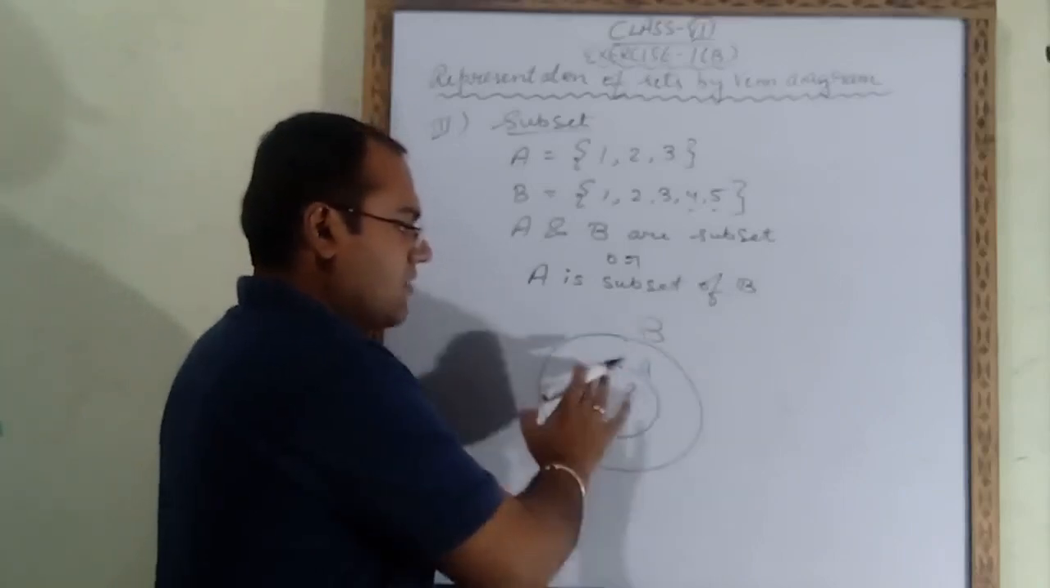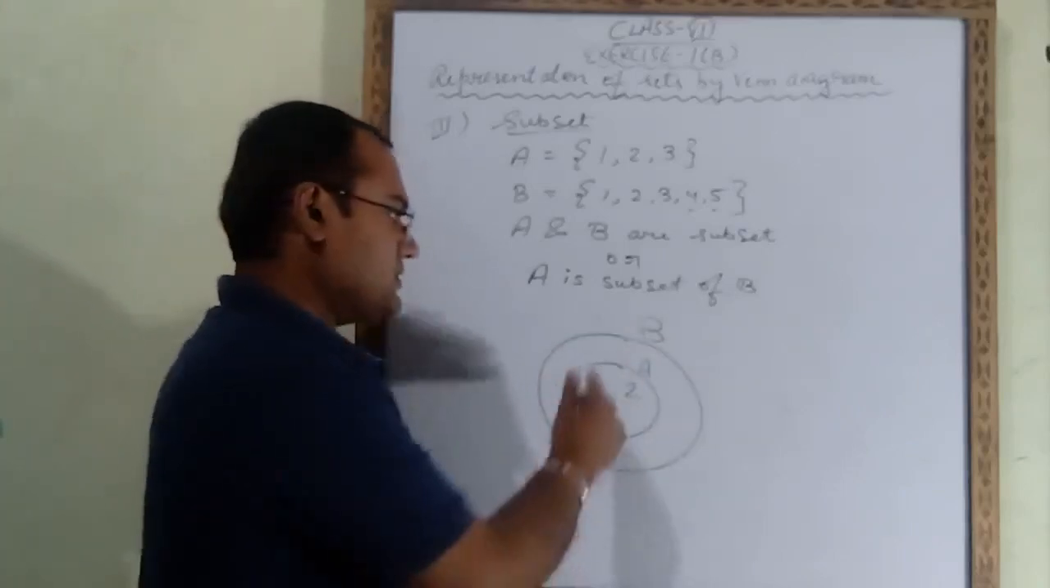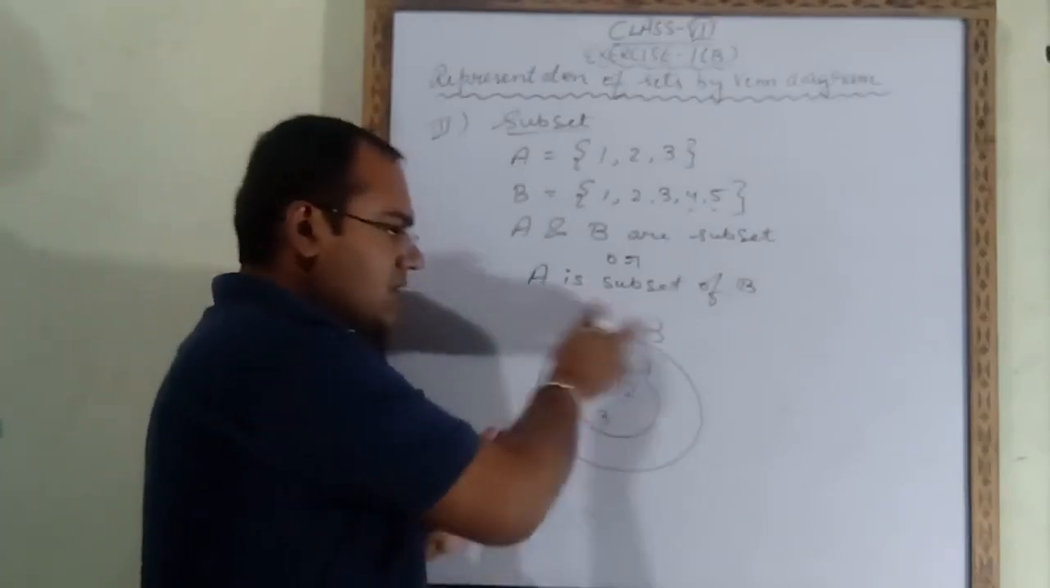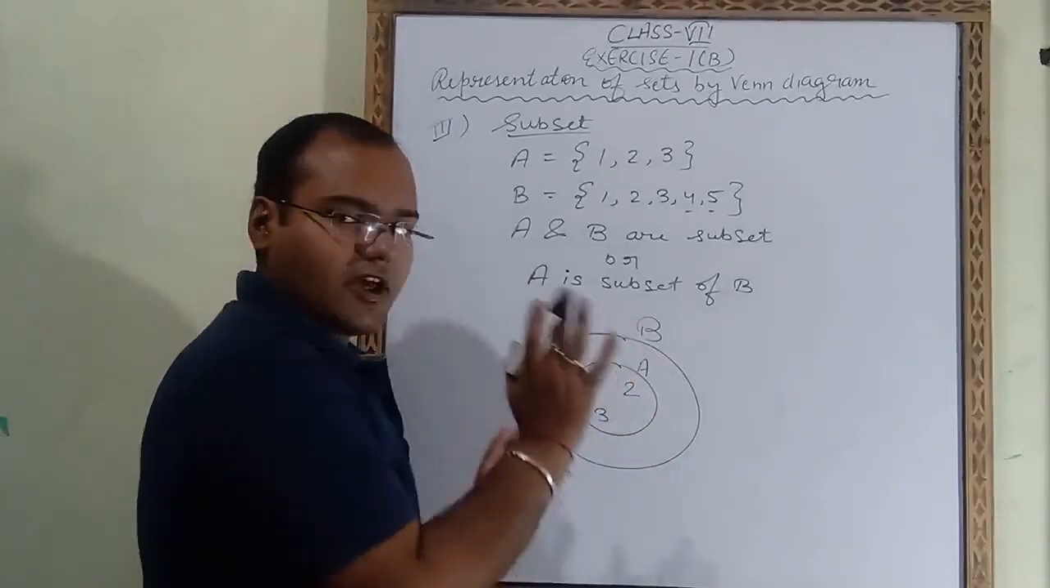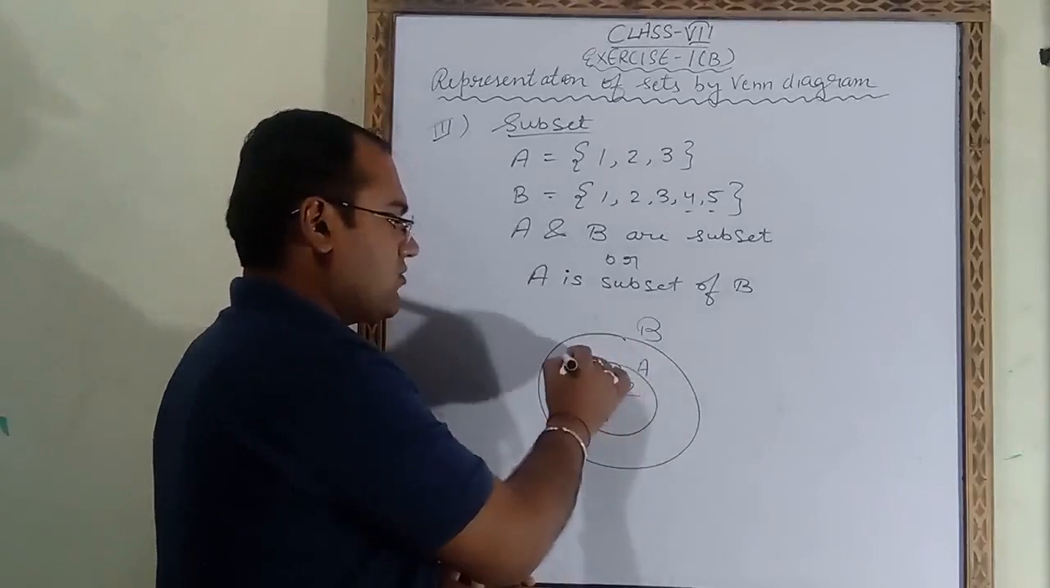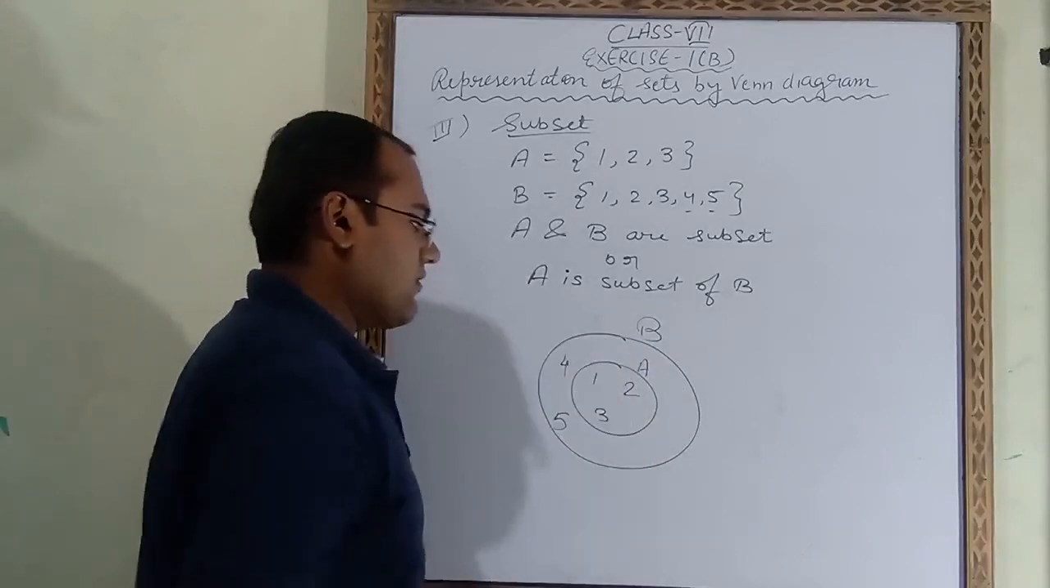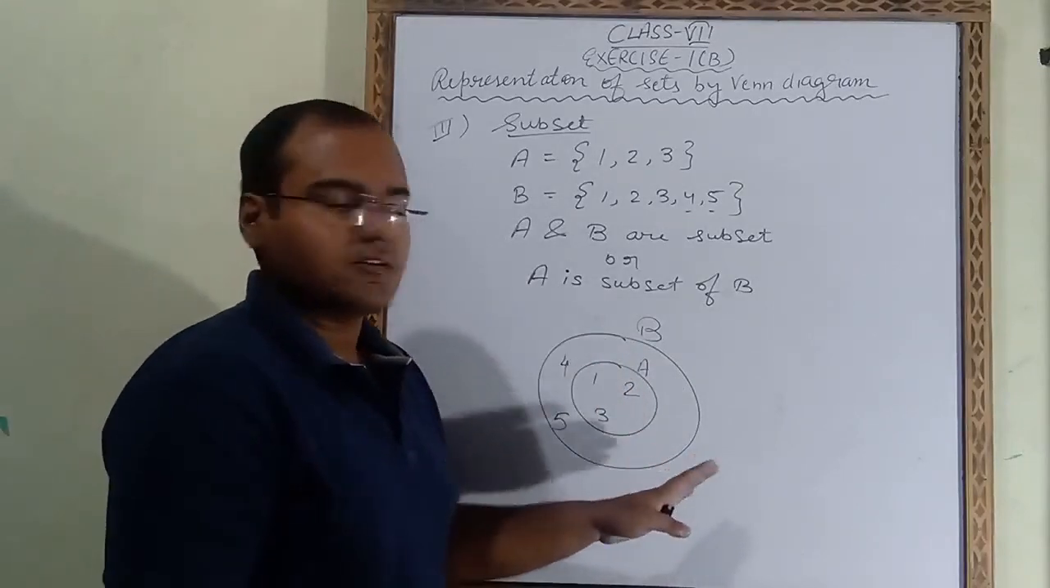But in this circle 1, 2 and 3 we had already written. That means this circle is also inside B. That means 1, 2 and 3 belong to B also. So 1, 2, 3 are over. Now here outside the circle we have to write 4 and 5. So like this we have to represent subset.